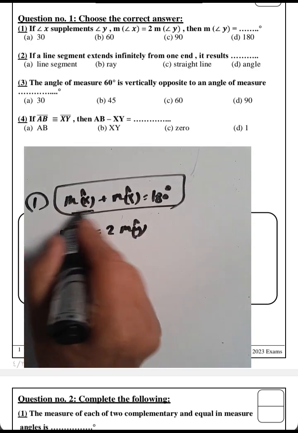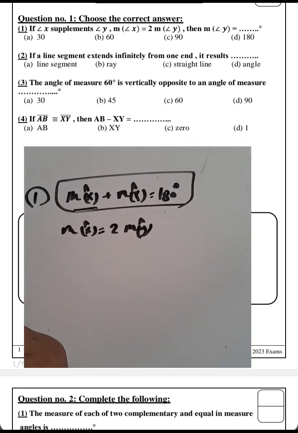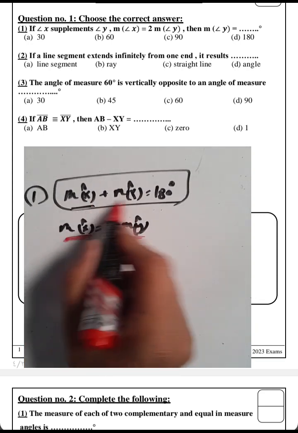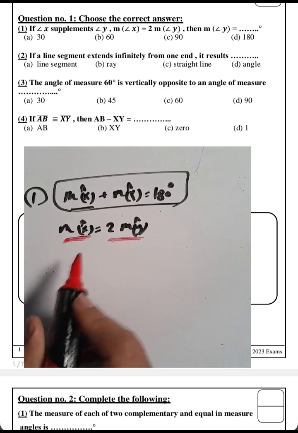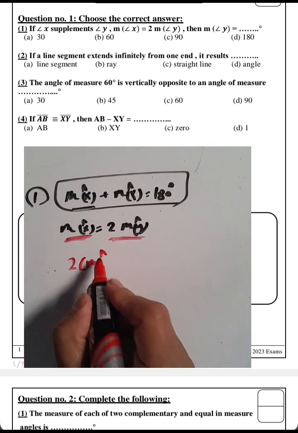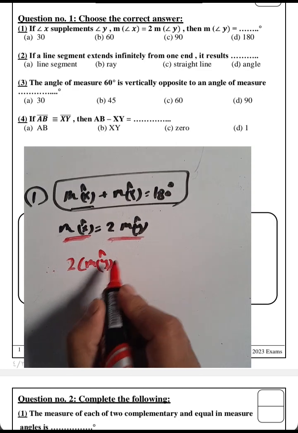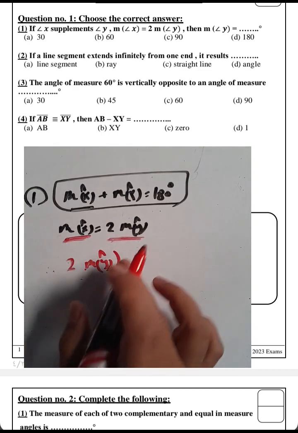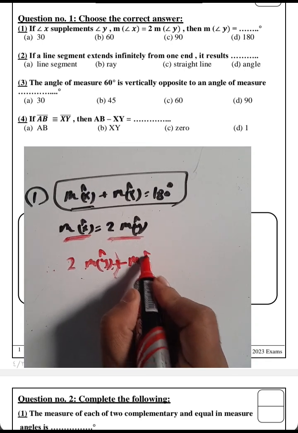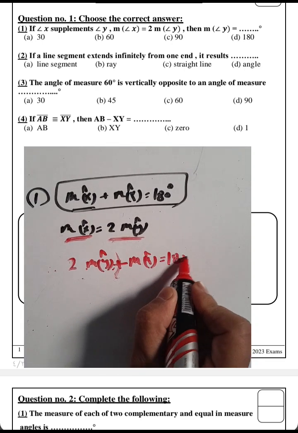You must put the measure of angle x equals twice the measure of angle y here in this equation. Then twice the measure of angle y plus the measure of angle y equals 180.